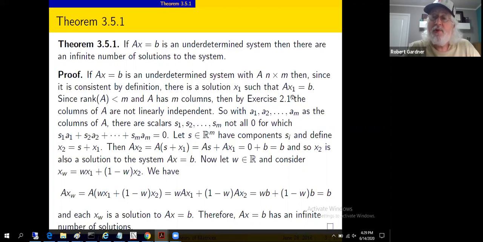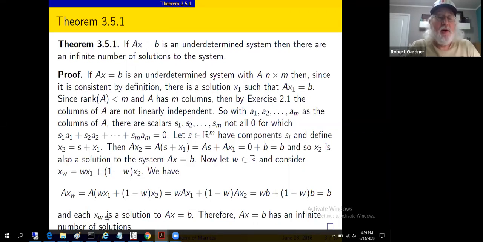A x1, x1 was a solution. A x1 is b. We'll get a b there. x2, A x2. x2 was a solution. We know A x2 equals b as well. So we've got a b from this and a b from that. That's the two solutions we had. Now you've got these little w parameters. w is a coefficient of the first b. 1 minus w is a coefficient of the second b. The wb and the minus wb cancel to leave us with 1b. We just showed A x sub w equals b. So x of w is also a solution to the system of equations, Ax equals b.